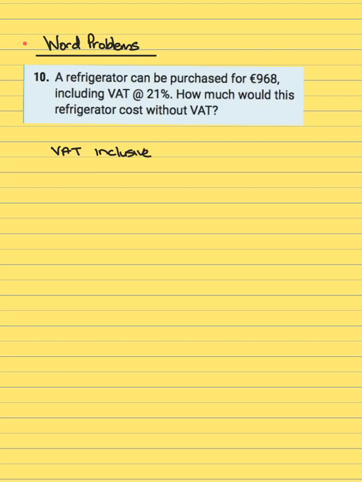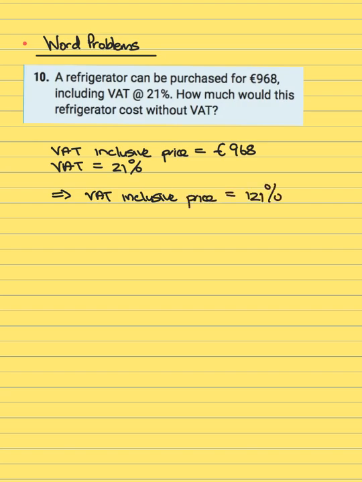The VAT inclusive price is 968. And remember, that's 100%. It's always 100% before the VAT is added on. So the VAT, which is 21%, means that this VAT inclusive price is 968. And that's 121%. So the VAT inclusive price is 121%, which is 968. So we know 121% is €968, and we want to find the cost before VAT, in other words, the 100%.